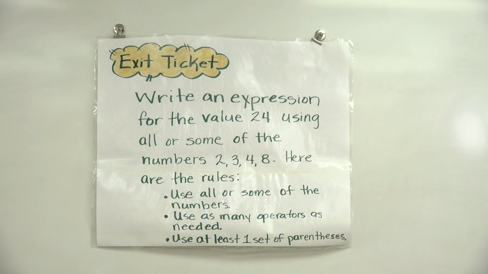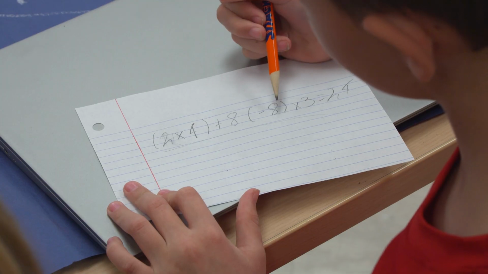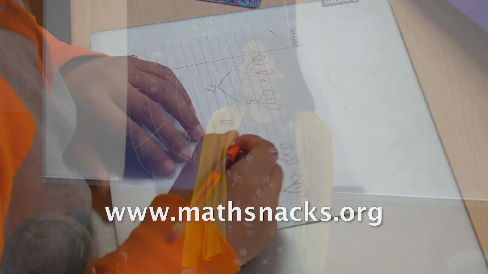Write an expression for the value 24 using all or some of the numbers 2, 3, 4, and 8. We are done for today.